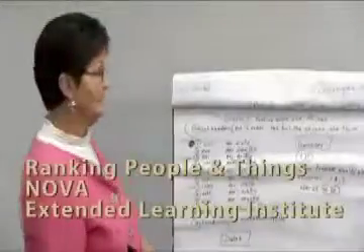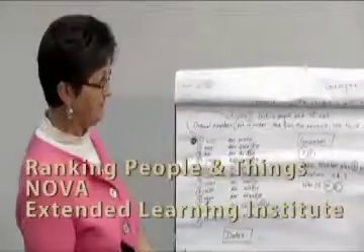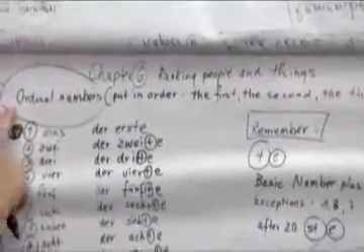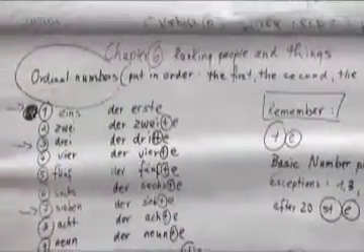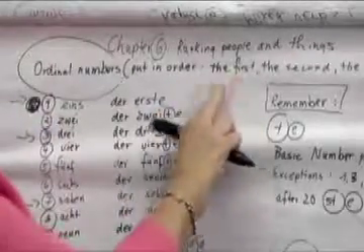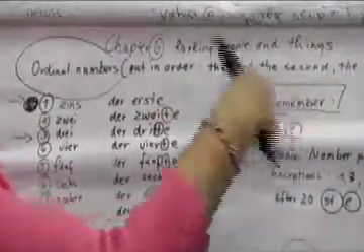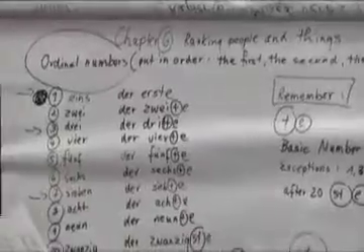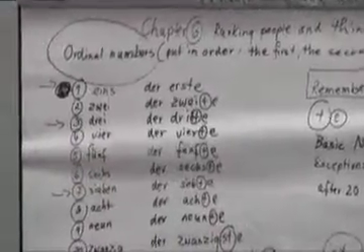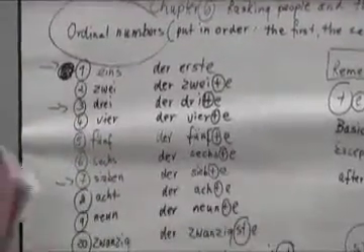Chapter 6. Today we are going to rank people and things, which means we're going to put them in order, and they're called the ordinal numbers. In English, an ordinal number would be the first, the second, the third, and so on. That's an ordinal number. Now, let's look at how we form the ordinal numbers in German.